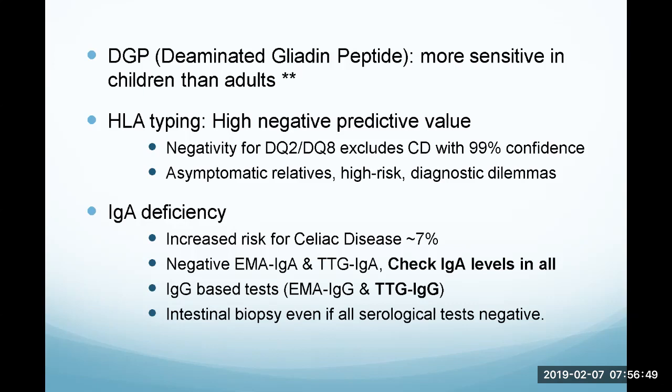Another quick point on IgA deficiency. There are several patients with IgA deficiency, especially in the autoimmune world, and they do have an increased risk of celiac disease. They are one of the groups of patients who cause diagnostic dilemmas because it's really hard to follow their serology, and sometimes all they need is just a scope and biopsy.